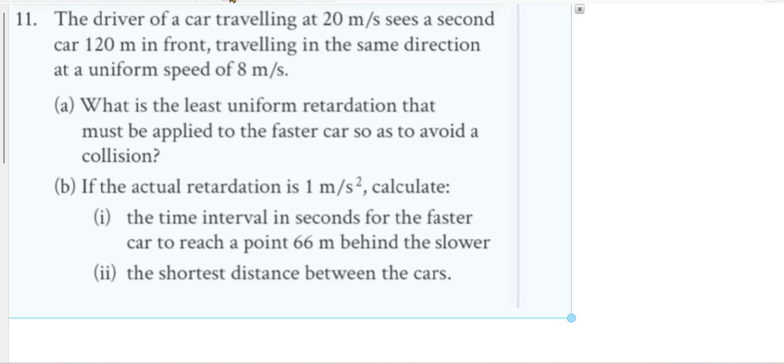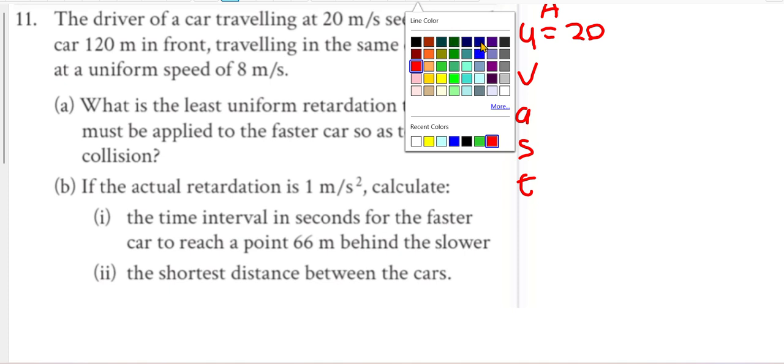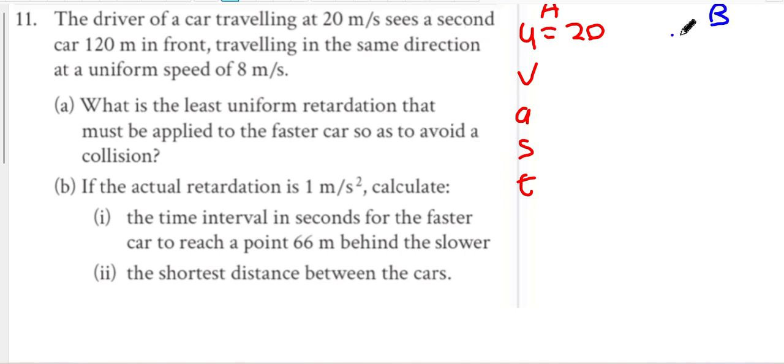So, what I'm thinking is going on here, guys, is the following. We are driving our car at 20 meters per second. So if I just do the car as UVAST in red, the car is going at 20, and it sees a second car. So we call it car A and car B, with respective colors blue and red. Okay.